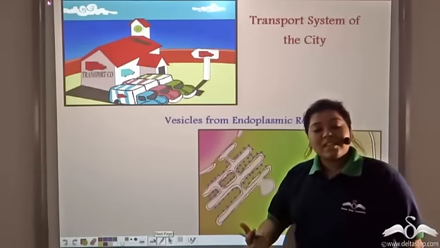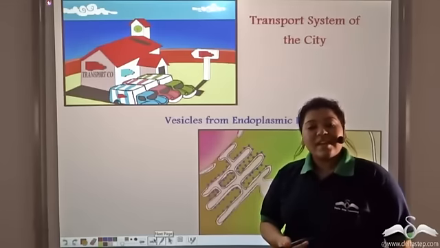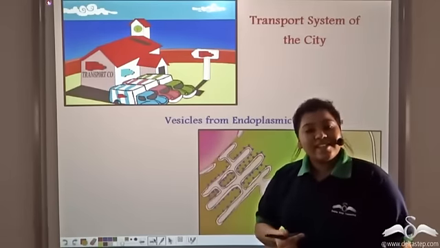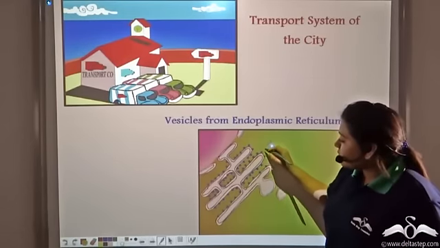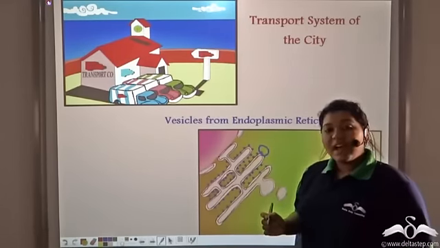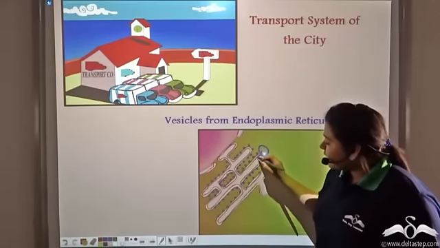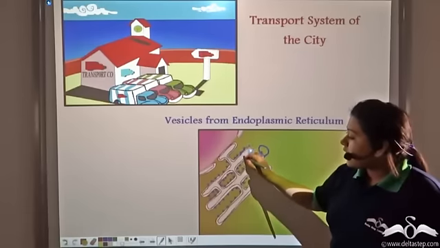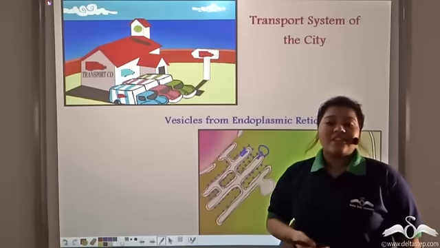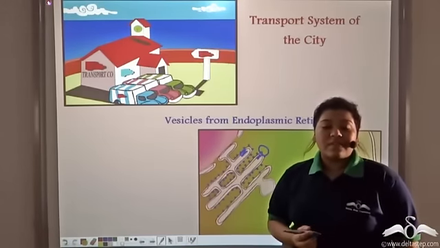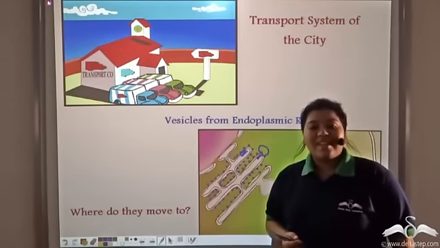Now the trucks have been packed with all the manufactured goods from the factory. They need proper addresses to make the correct deliveries. Now let us see what is happening inside the cell. See, the ribosomes or the protein factories are manufacturing proteins. After they are manufactured, they are getting transferred into the endoplasmic reticulum. But what is happening to these proteins after they are getting transferred into the endoplasmic reticulum? What is the fate of these proteins? Where do they move to? Let us see.